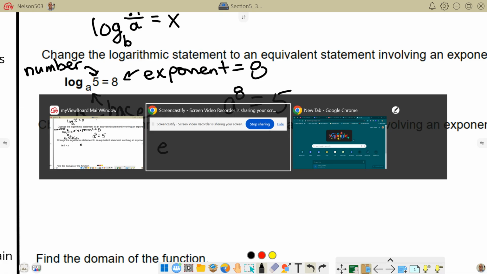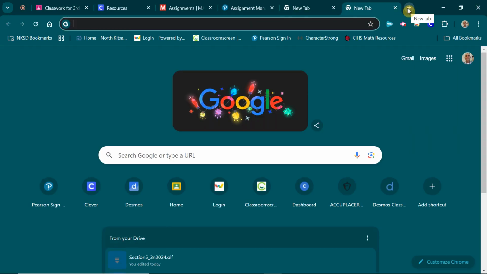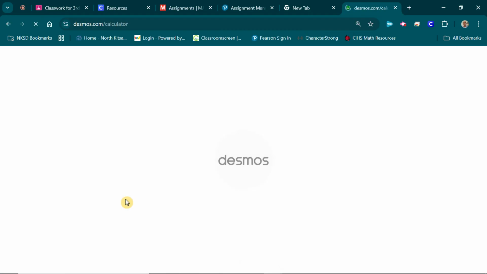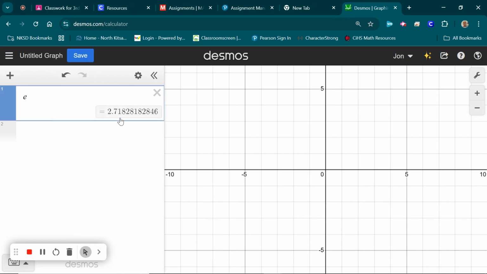So let's jump over to Desmos real quick. If you don't have the Desmos file open that I attached on the first video, or in the first bit of our Google Classroom assignment, open up Desmos real quick. And I want you to notice when you type the letter e, what happens? 2.718. See, it's kind of like pi. It's an irrational number. It has meaning in mathematics just like pi does.